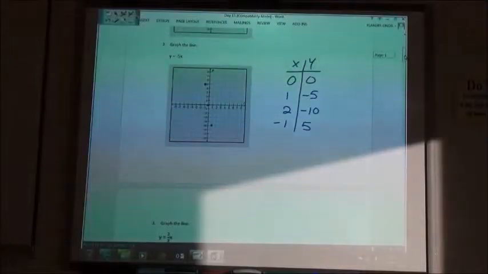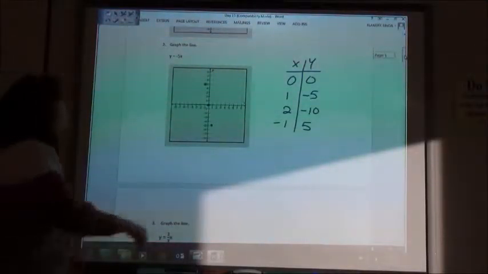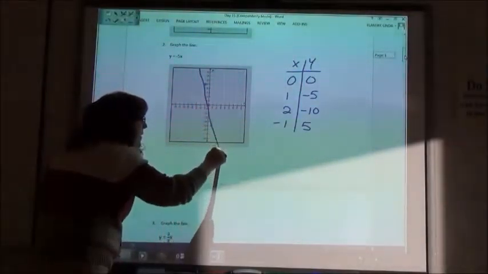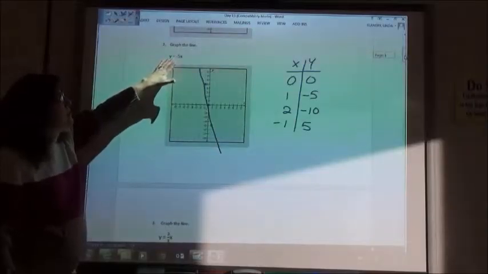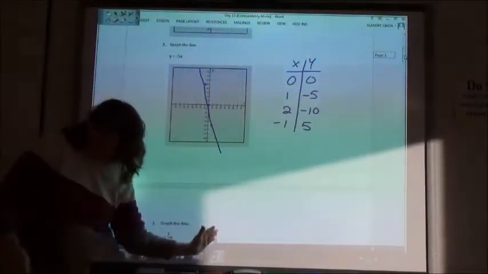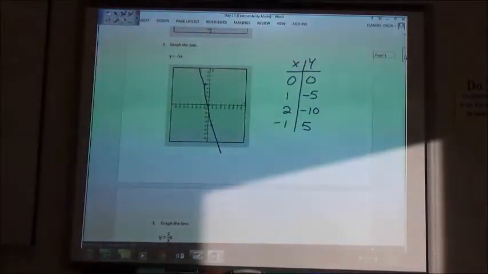Now I have a third dot just to make sure everything lines up. But you can draw it with just 2 dots. They suggest you do 3 just so you make sure everything lines up nice and straight. And you can connect your dots and draw your line. This one had that negative slope. So as I connected my dots from left to right, I went downhill. And anytime you have a negative slope, your line should go down as you go from left to right.